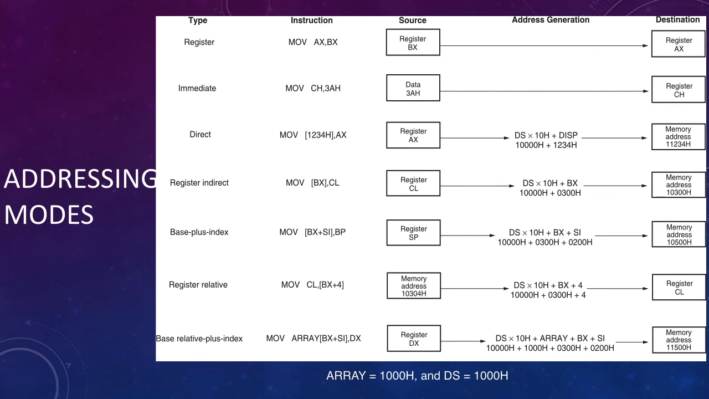Here it is BX plus 4. So the location will be 0300 plus 4, right? The last one is base relative plus index addressing. Here the memory location is addressed by the base register, index register plus displacement. So these are basically different methods of addressing the data, which is either in a memory location, or we are referring to immediate data, or we are referring to the data in the registers.